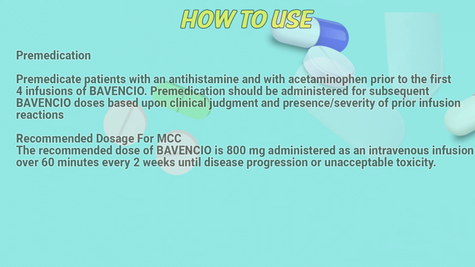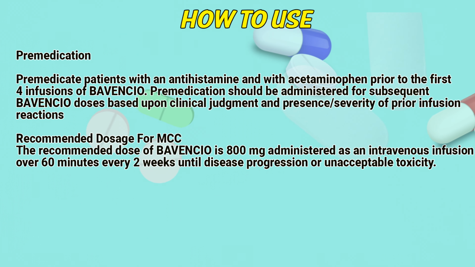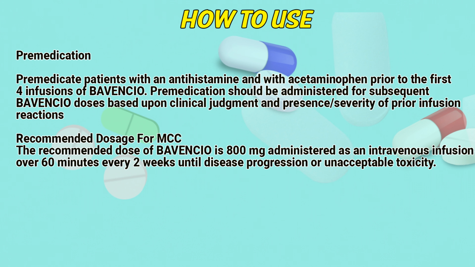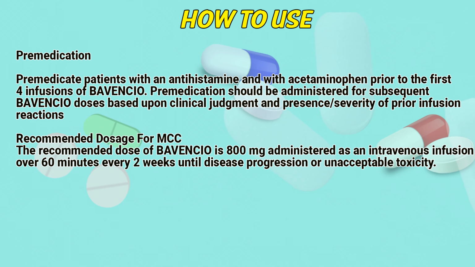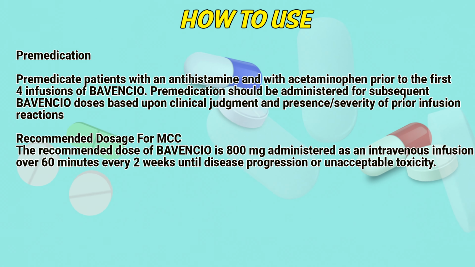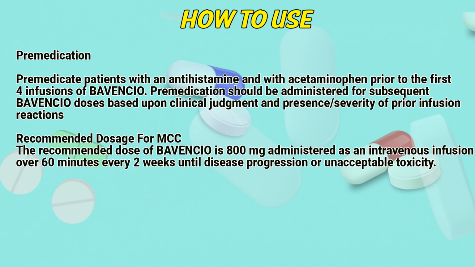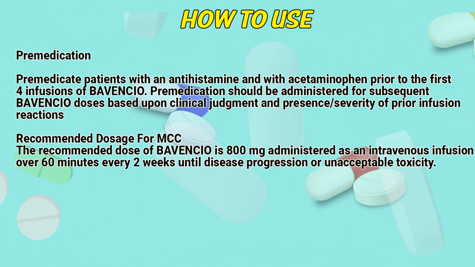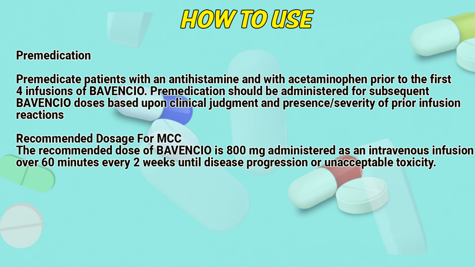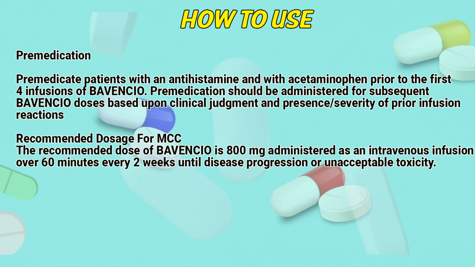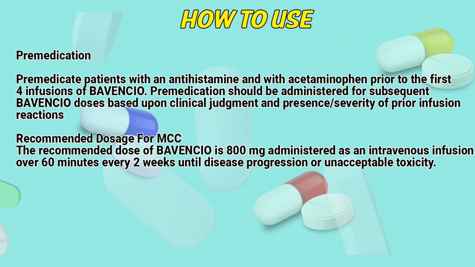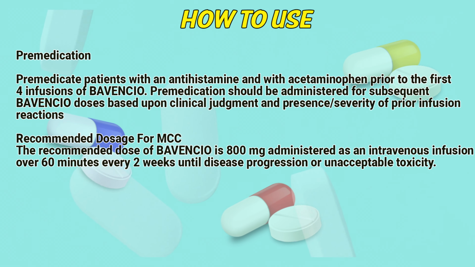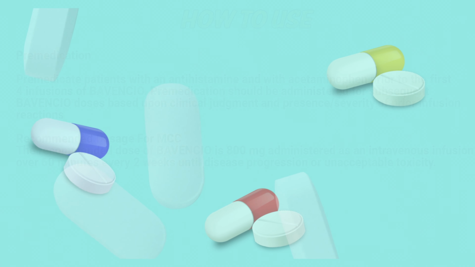How to use. Premedication. Premedicate patients with an antihistamine and with acetaminophen prior to the first 4 infusions of Bavencio. Premedication should be administered for subsequent Bavencio doses based upon clinical judgment and presence and severity of prior infusion reactions. Recommended dosage for MCC. The recommended dose of Bavencio is 800 mg, administered as an intravenous infusion over 60 minutes every 2 weeks until disease progression or unacceptable toxicity.